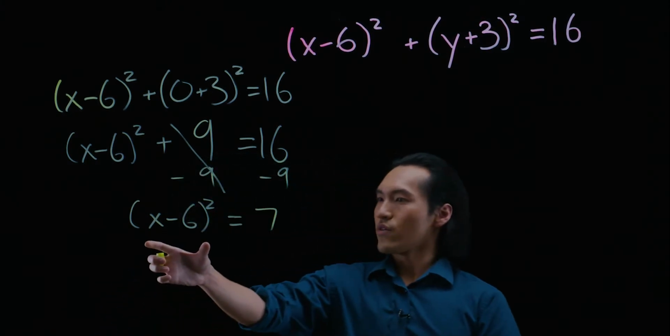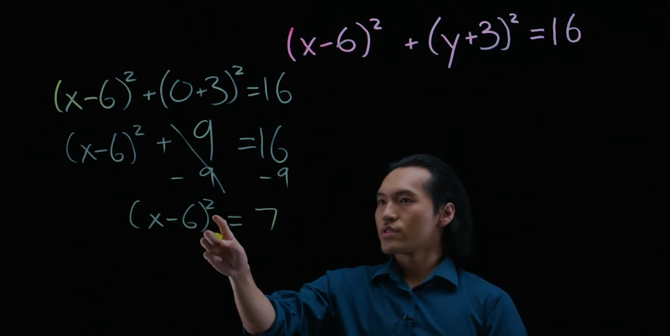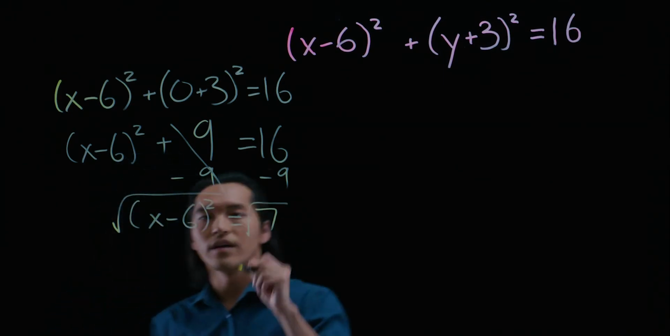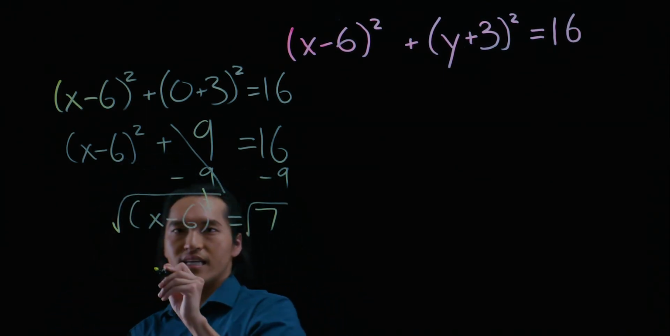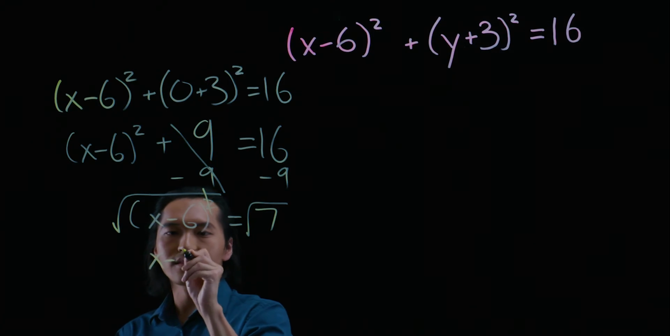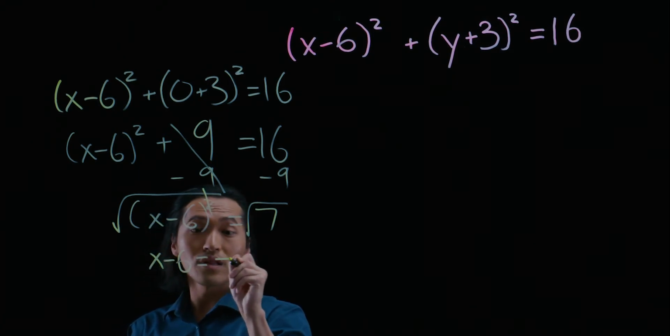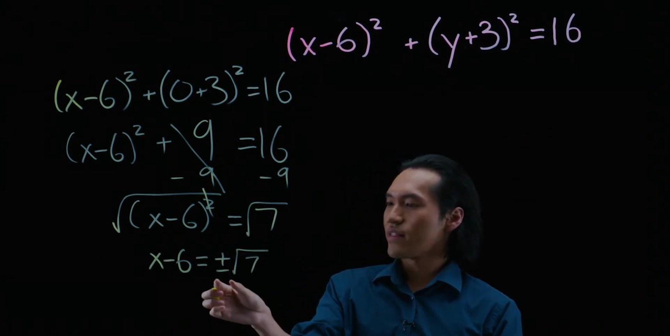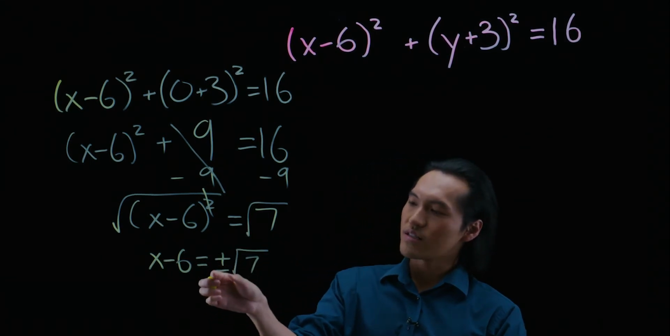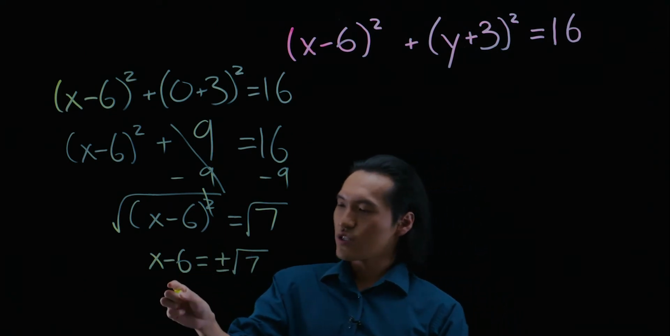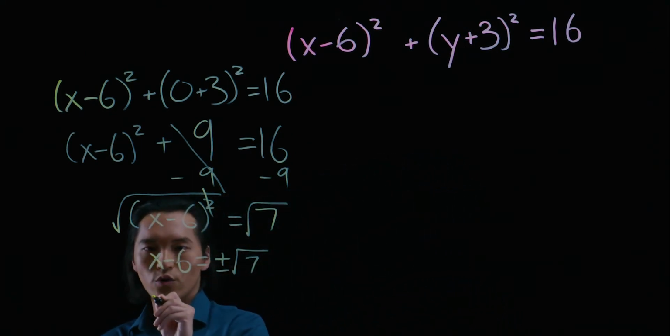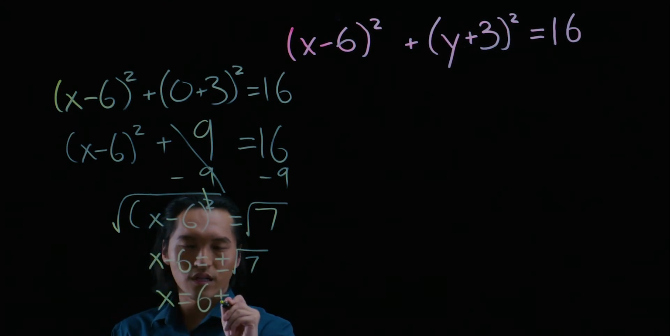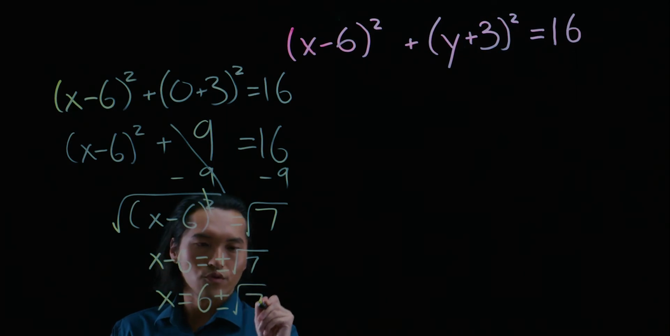And now we want to get rid of the square. So to get rid of the square, we have to square root both sides. Right? This cancels out the square. That gives us x minus 6 is equal to plus or minus the square root of 7. Remember, every time we square root something, we want to add the plus or minus symbol because it could be positive or it could be negative. And then last but not least, we just add 6 to both sides of the equation, leaving us with x is equal to 6 plus or minus the square root of 7.